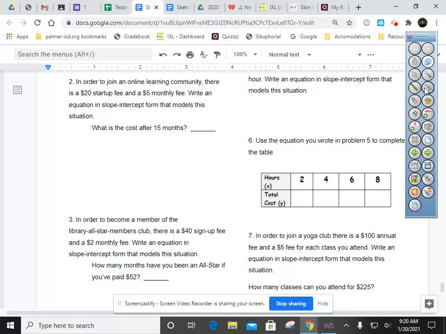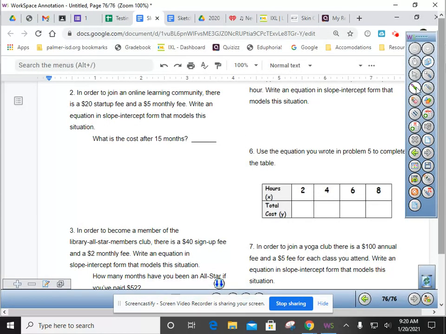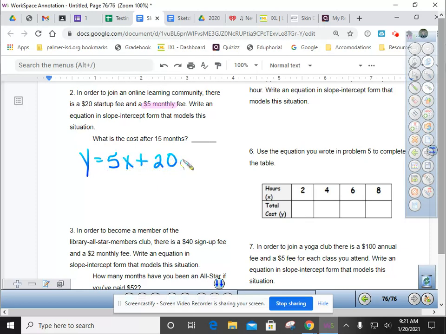Everybody reading number 2 with me. In order to join an online learning community, there is a $20 startup fee and a $5 monthly fee. Write an equation in slope-intercept form that models this situation. Slope-intercept form is y equals mx plus b. Y equals, what do you think m is? $5. 5x plus what? 20. Write it down. Y equals 5x plus 20. If you are online and do not have this printed, you should be writing on notebook paper.